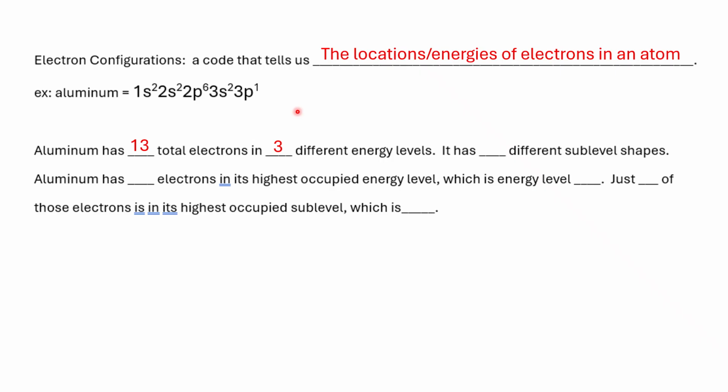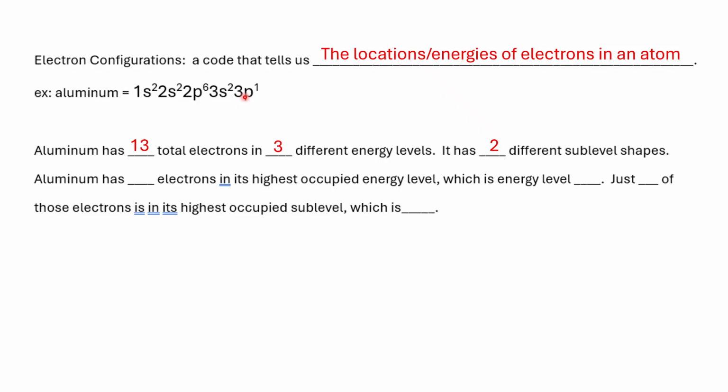And it has two different shapes because it has a couple of different s's. You know, it has 1s, 2s, and 3s, and it has a couple of p's, but it doesn't have any d's and it doesn't have any f's. So there's only two different shapes represented there.